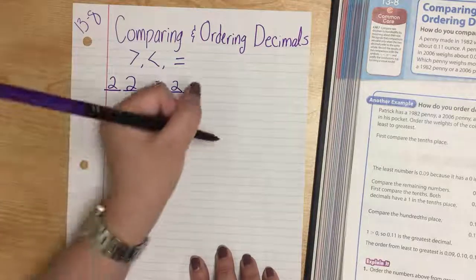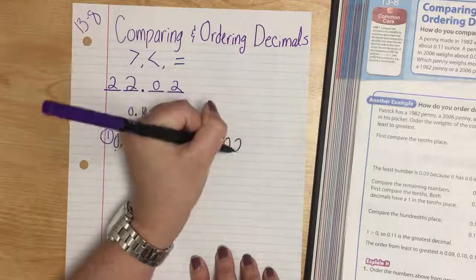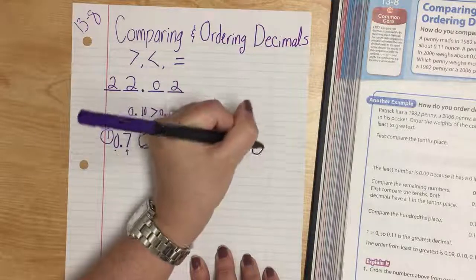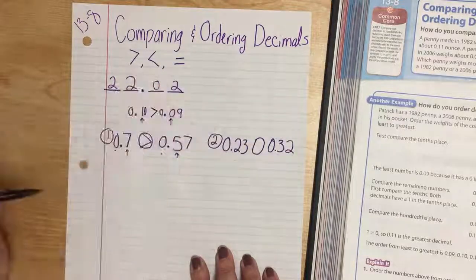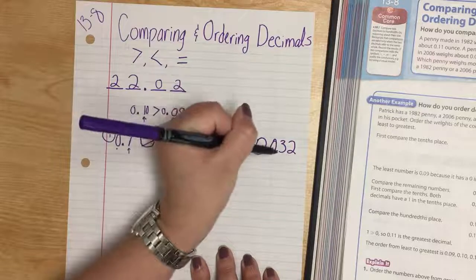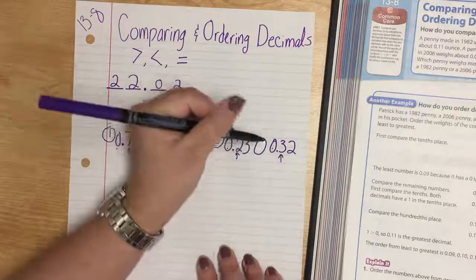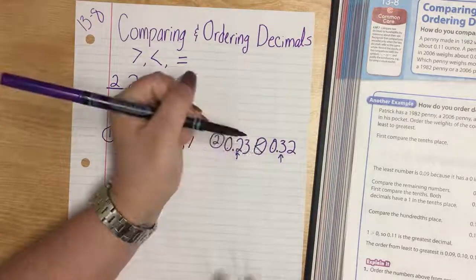Number 2, it's asking me once again to do 0.23, comparing it to 0.32. Okay, 0, 0, moving on. After my decimal, 2. After my decimal, 3. Well, what's bigger, 3 or 2? 3 is bigger. So I make my sign.